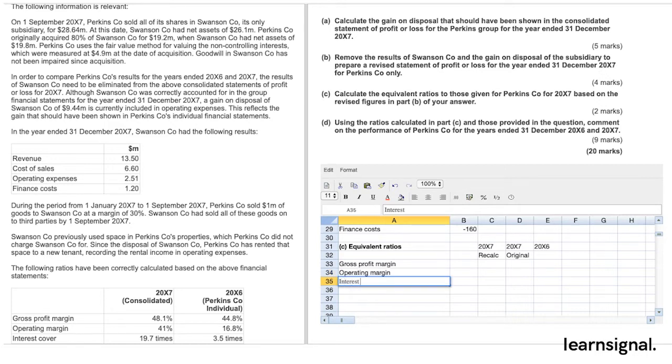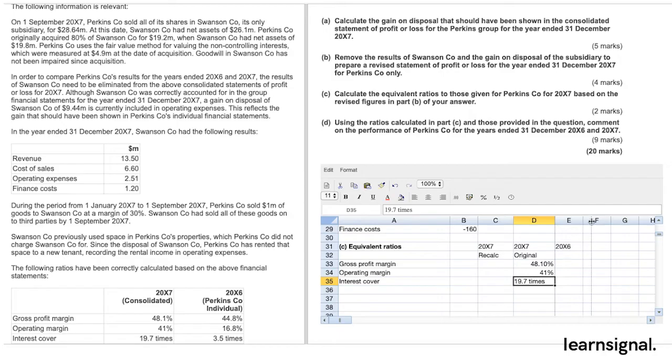Again, use the ratios that you've already been given. There's no recalculation needed. It's just for presentation purposes, and also makes it much easier for you to do part D. You'll see here it gets a little bit squashed here. So again, use the formatting that you have available. Make plenty of room. Make it easier for the examiner. Bold the headings and put in all the numbers that you have there. So we have the 44.8 and the 16.8, the 3.5 times.